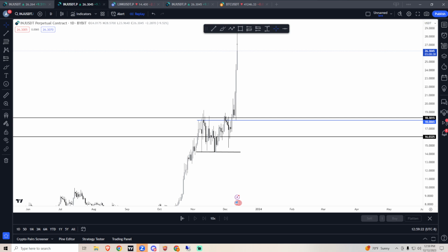Is this range correct? Yep. Your top one though should have been at the top wick. It actually retested it perfectly.